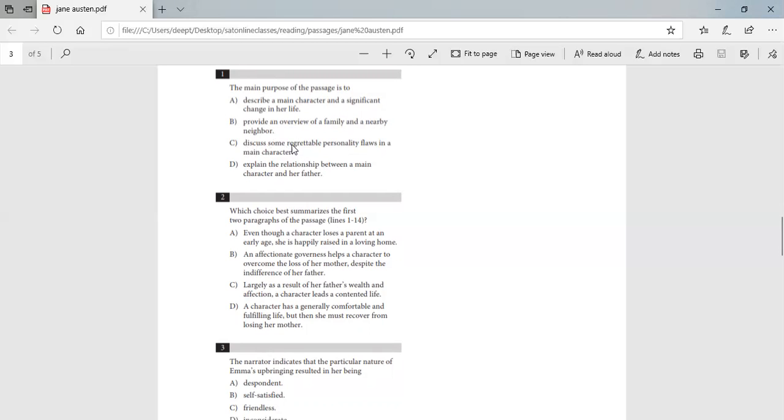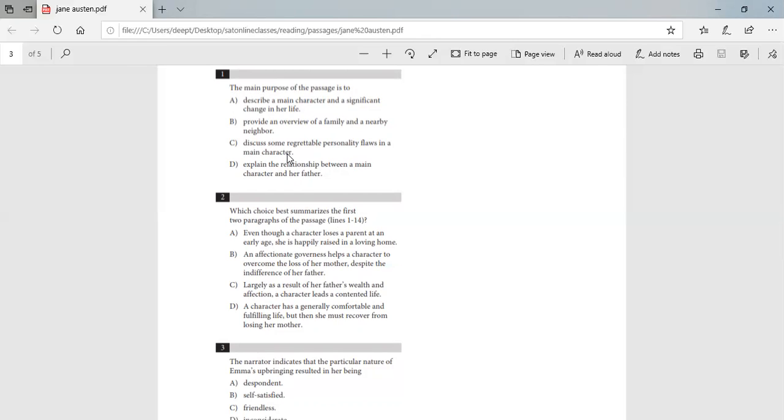Next, discuss some regrettable personality flaws in a main character. It was given that Emma thinks too much of herself. She does things that she wants to, even though she listens to others. She does what she wants to. But we don't really know that she's regretting that. Also, it's only given in one paragraph that this is what she is. But overall, the passage did not say that she has so many flaws. It talks about how she's feeling, how she's sad.